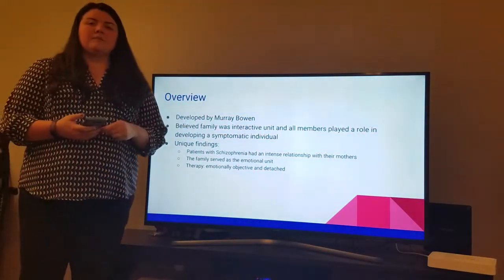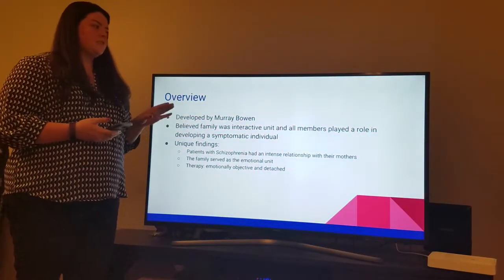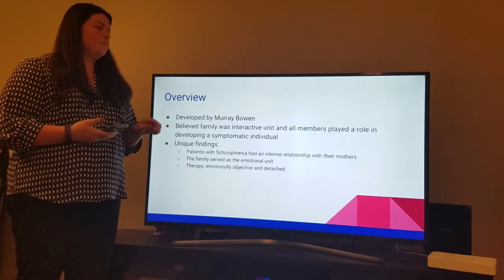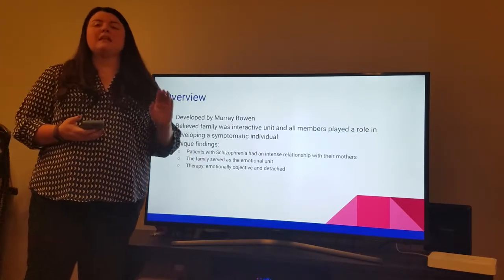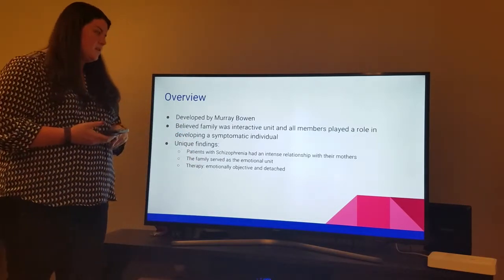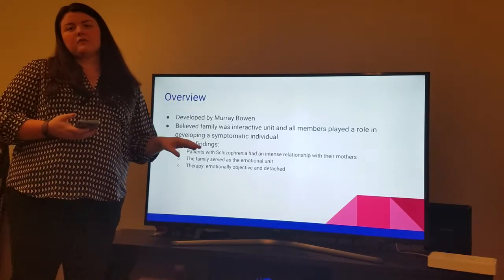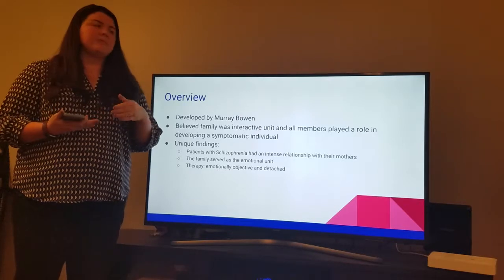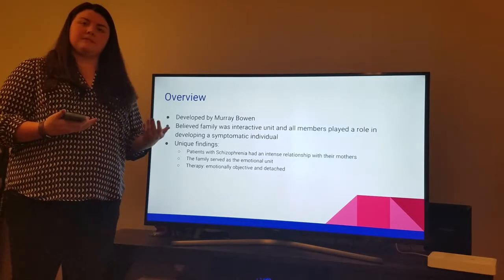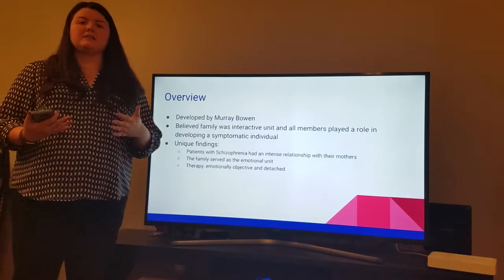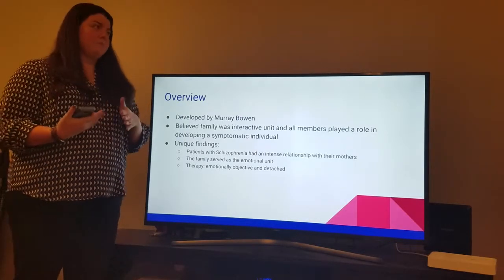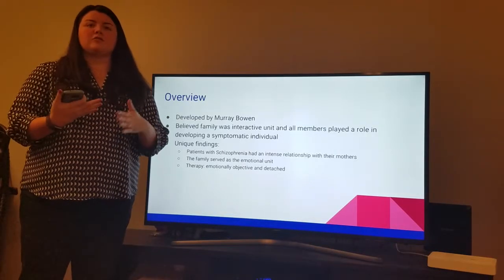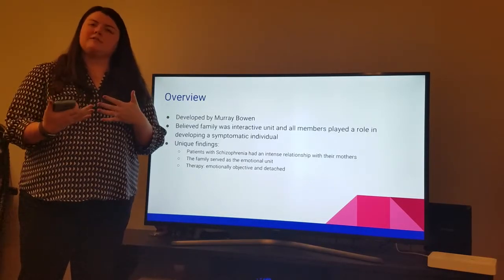The overview: it was developed by Murray Bowen. He did a lot of work with schizophrenia patients, and it became very evident to him that their role with their mother was very important, which was the framework for this model. He realized that the identified client we see in therapy is actually just a symptom of the family system. And so he developed these pieces that go into his therapy model, which shape how you go about treating and getting people to identify problems on their own.